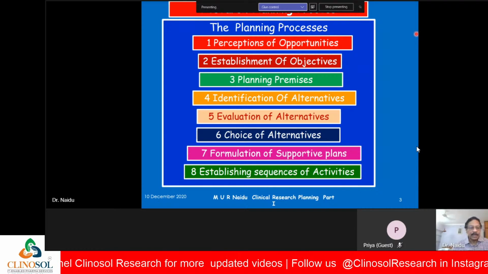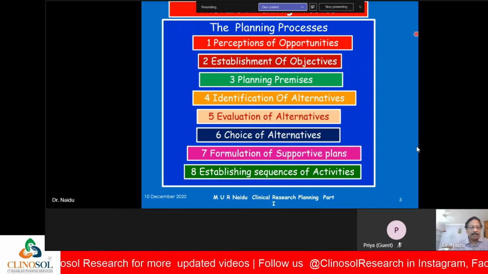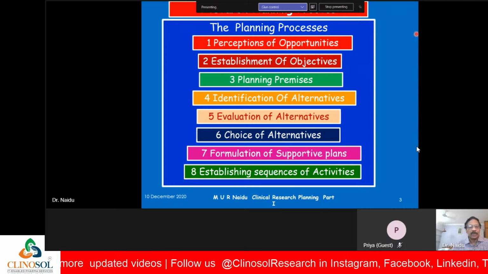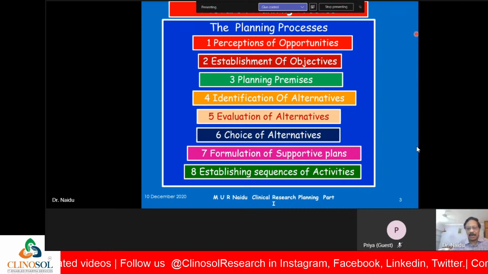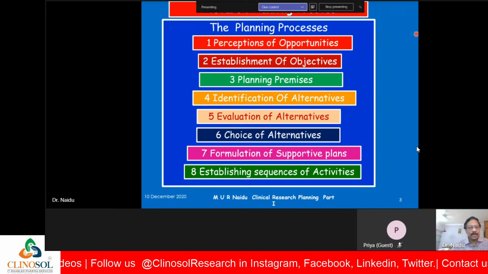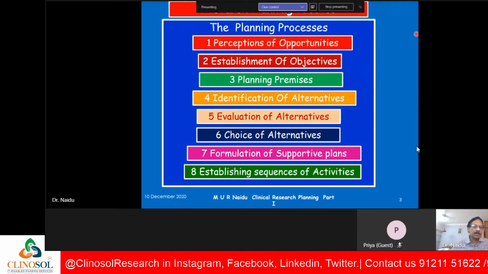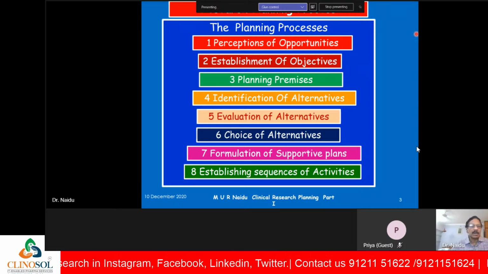Last, establish the sequence of activity. You have to see how you are going to do it, what will be first, second, third, and make that sequence. So these are the 8 steps of the planning process for any clinical research.